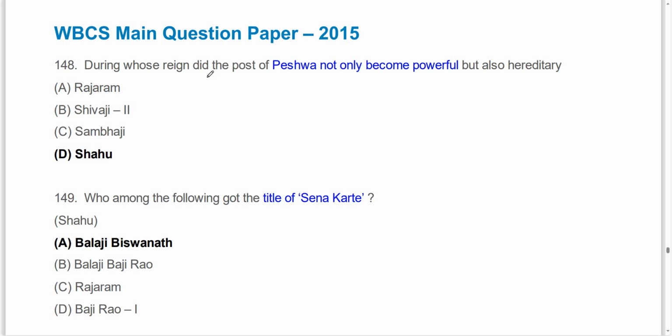A few more questions. Mains question 2015: during whose reign did the post of Peshwa not only become powerful but also hereditary? During the reign of Shahu, Peshwaship became powerful and also hereditary.